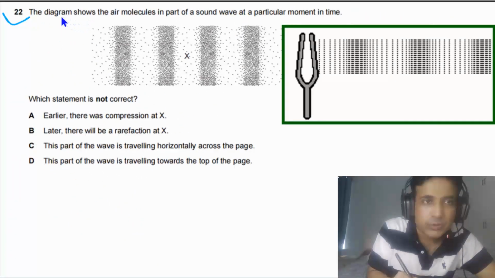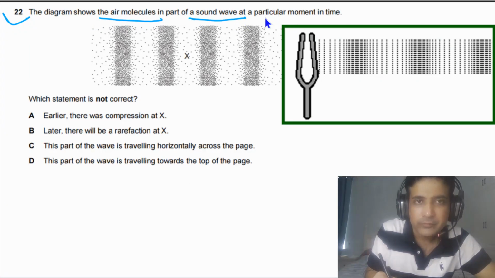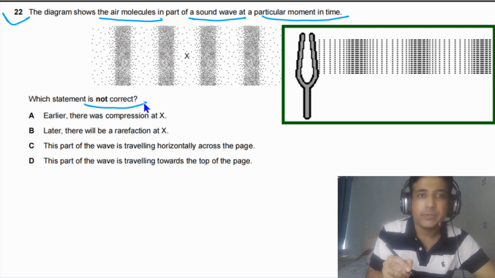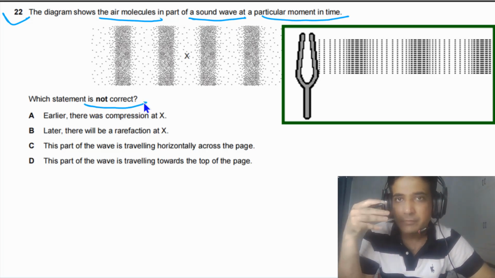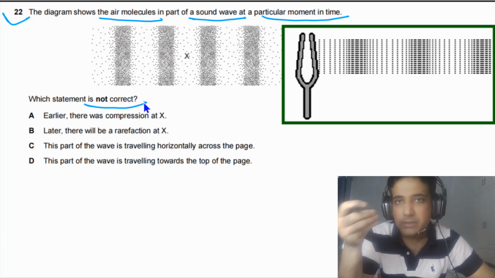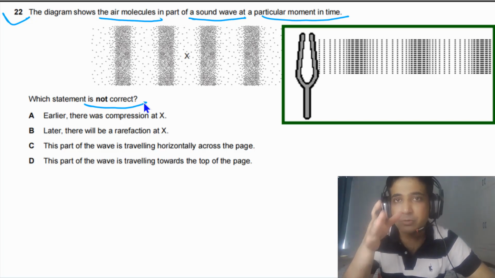Question number 22 says the diagram shows the air molecules in part of a sound wave at a particular moment in time. Which statement is not correct? So this question is about sound waves, I mean how sound waves travel. First thing we need to understand, sound waves consist of compression and rarefaction. So when sound travels, compression and rarefaction also travel.